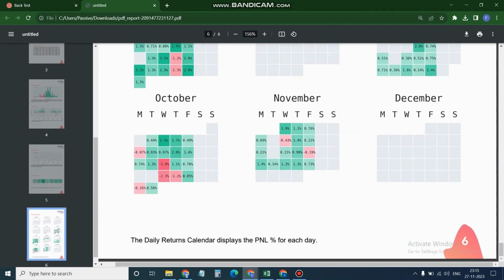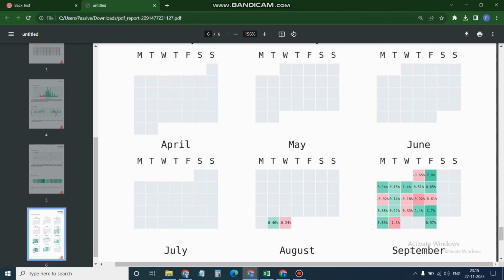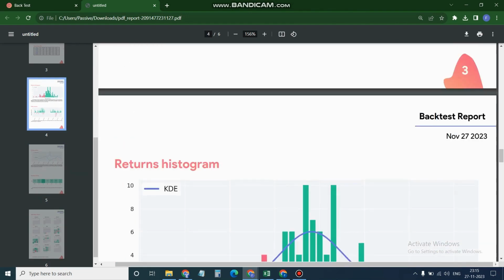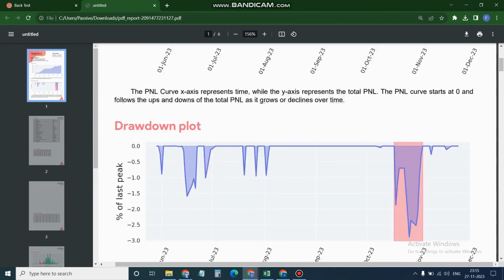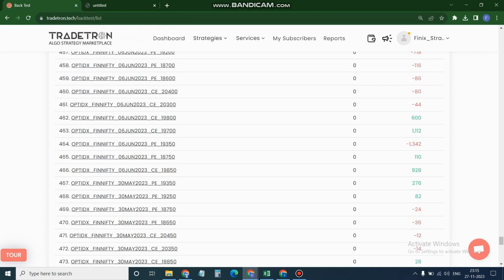So this is the P&L statement for the last 6 months. Some data is not reflecting here. If we do the backtest again it will be corrected. So then I will show you my other strategy.